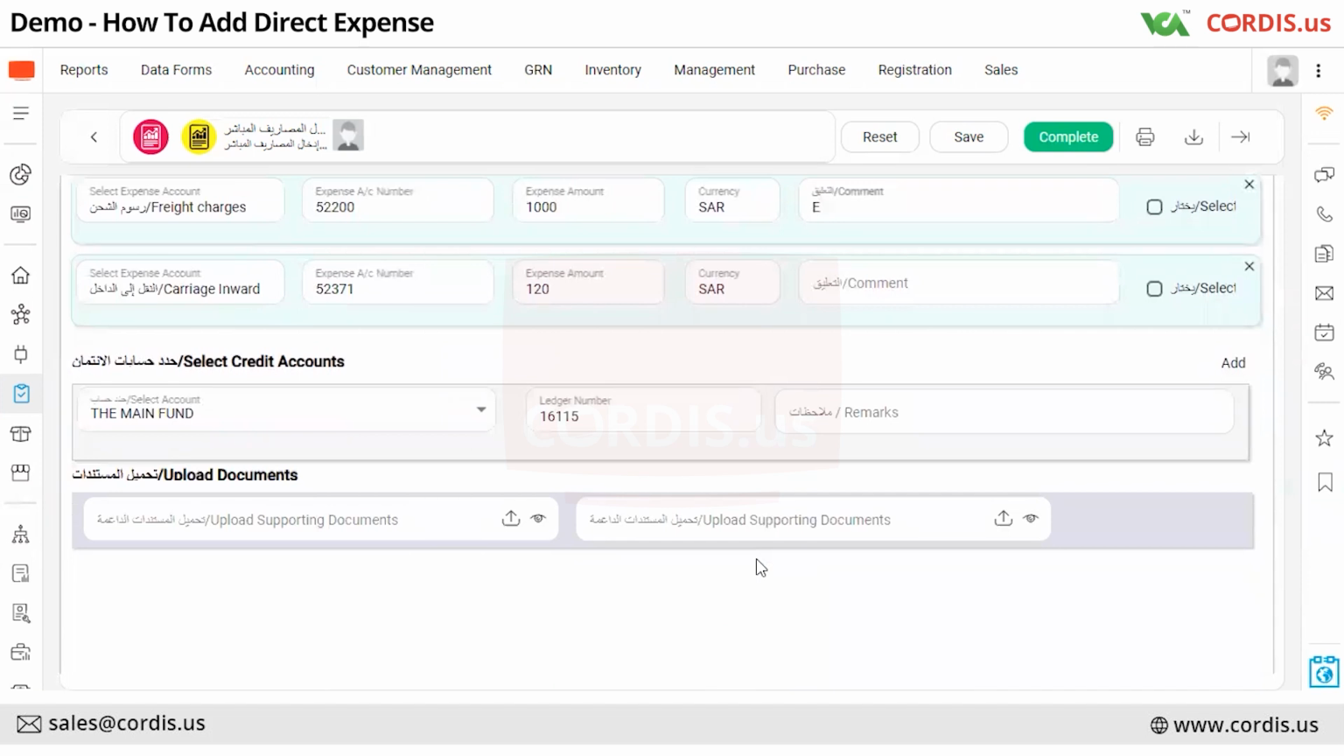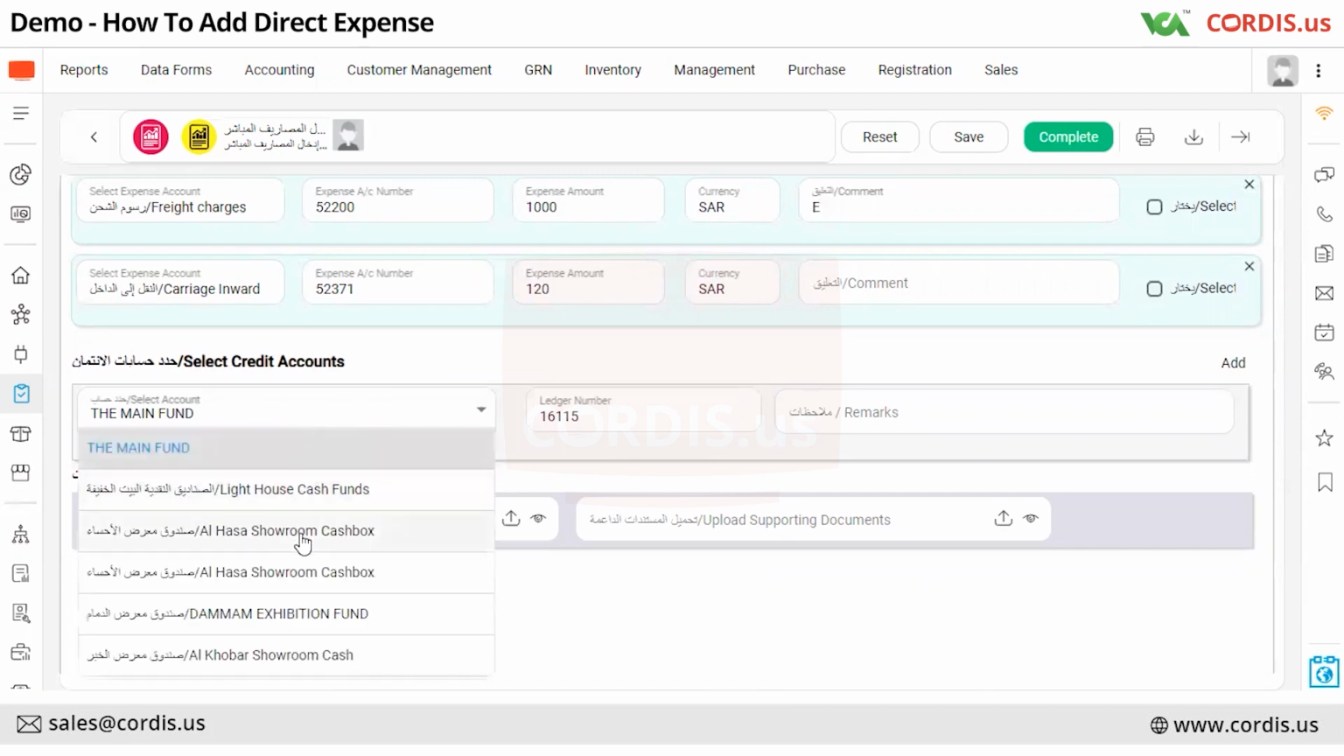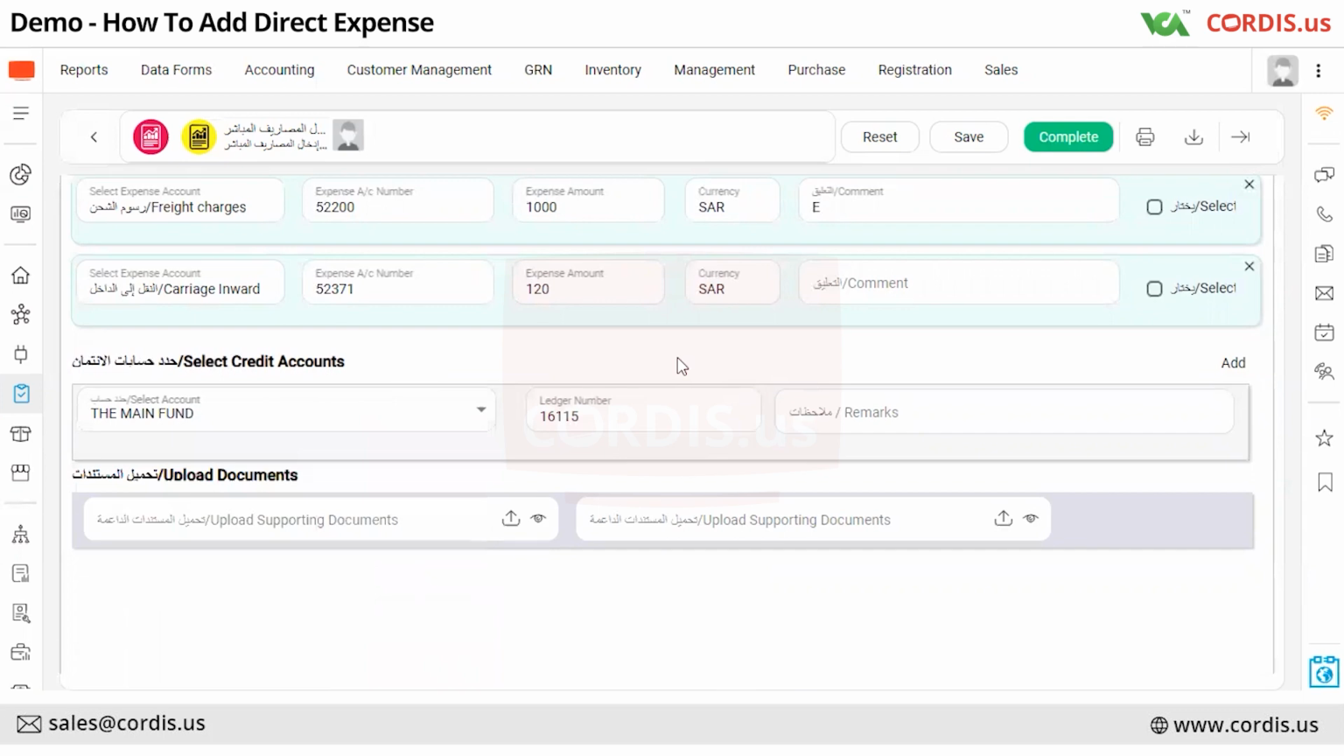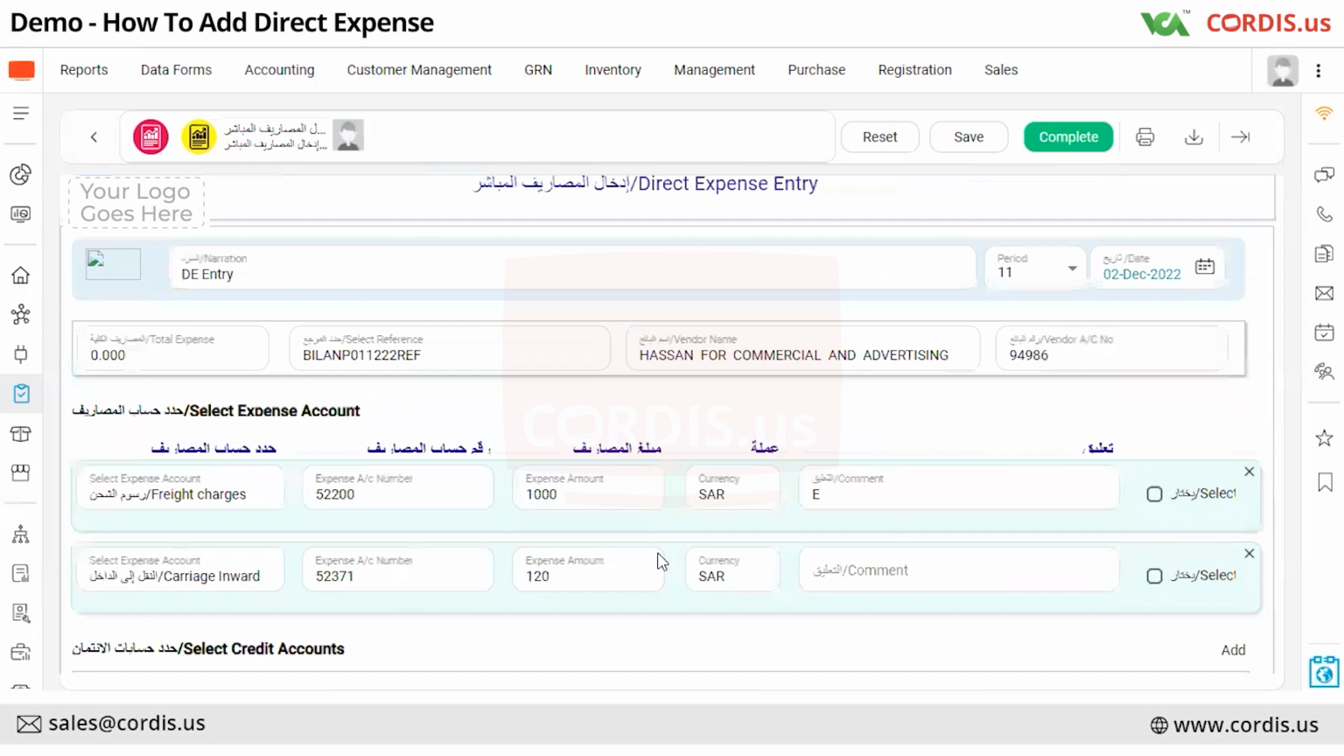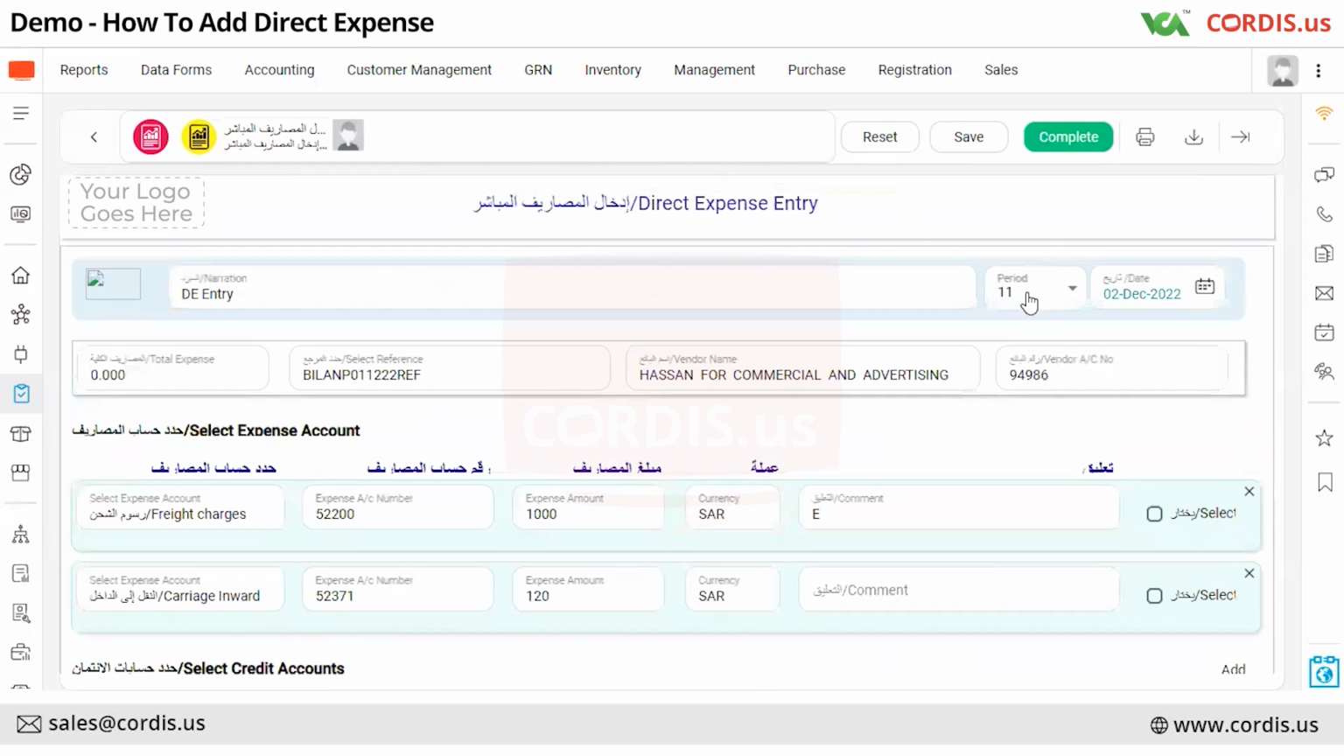After that, we will select how we are making the payment, by cash or by bank. We will be able to see all our cash or bank details here. After that, in case of any supporting document, we will upload it here, and we will be able to see the period. At present, period 11-12 is open, so we can select which period this particular entry belongs to. We will select the respective period and complete this entry.